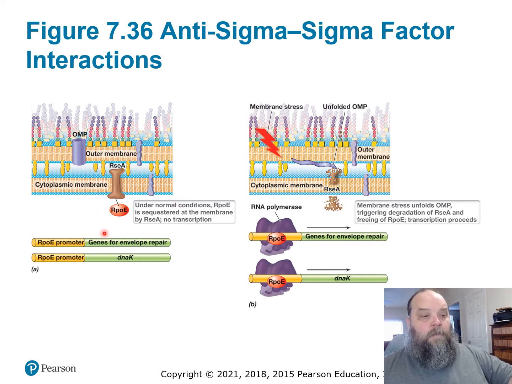Under quote-unquote normal conditions, everything's sequestered. Anti-sigma factor RseA is holding the sigma factor RpoE. When damaged, the anti-sigma factor goes away. Sigma factor RpoE is released, and notice it goes to multiple places on the chromosome: different genes, different operons at different places. Remember, regulons. It will initiate transcription of these genes under this membrane damage stress event.